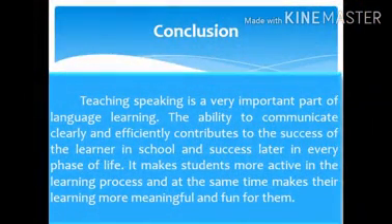All in all, teaching speaking is a very important part of learning, and the ability to communicate clearly and efficiently contributes to the success of the learner in school and success later in every phase of life. It makes students more active in the learning process, and at the same time makes their learning more meaningful and fun for them.